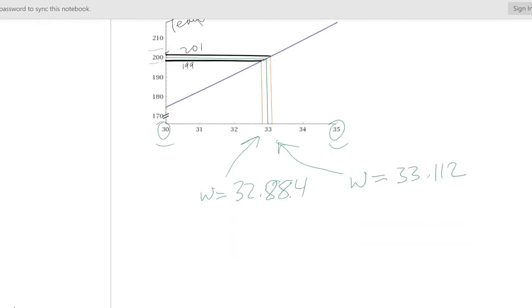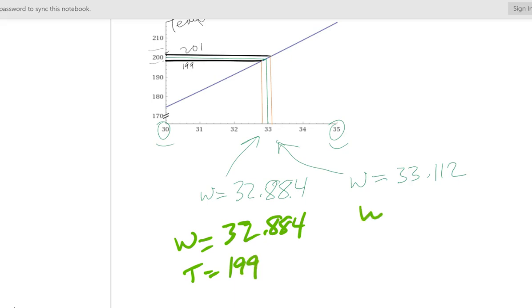Okay, so let's see what the difference is here. Basically, you have 32.884. This gives you a temperature. So if the wattage is this, then the temperature is 199. And if the wattage is 33.112, then the temperature is 201.